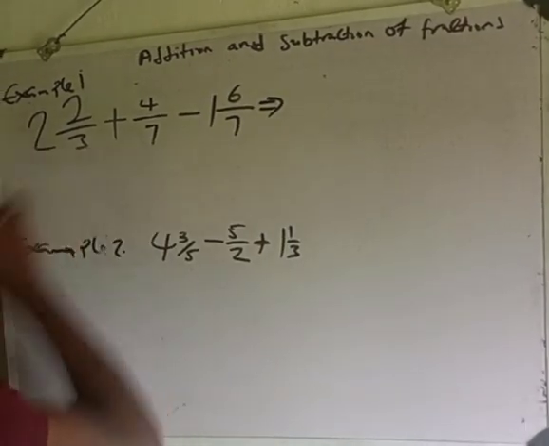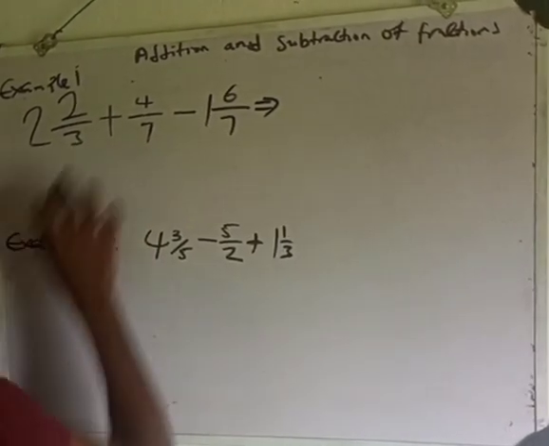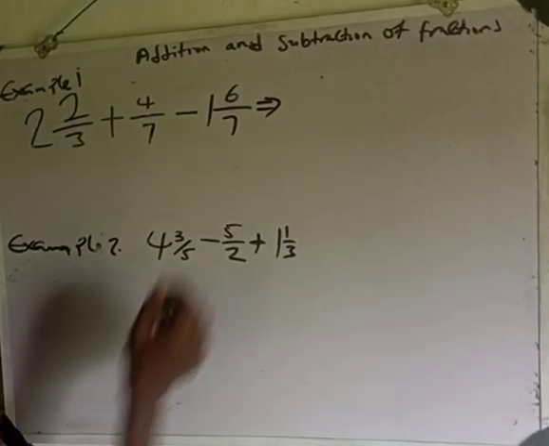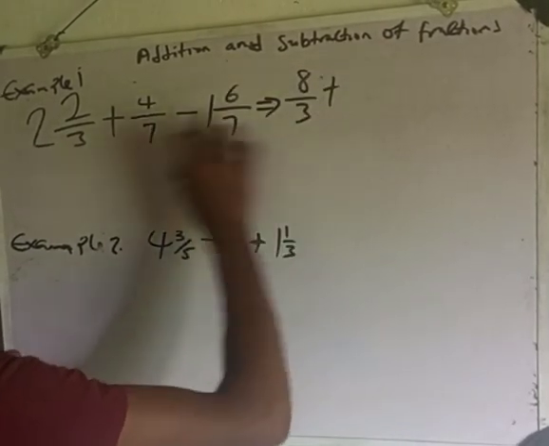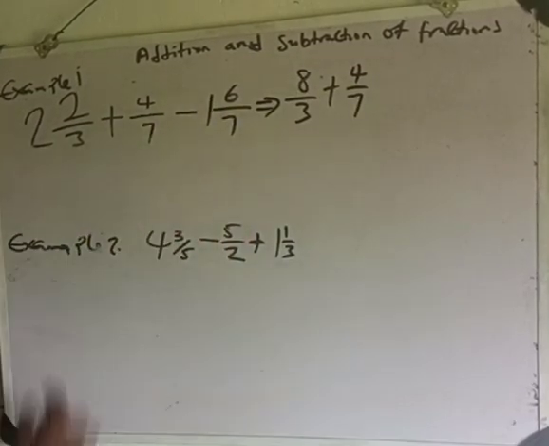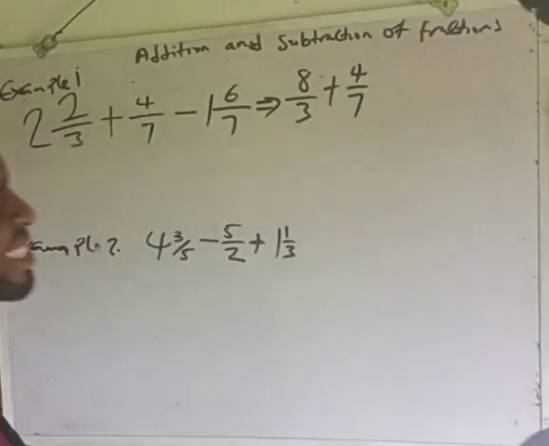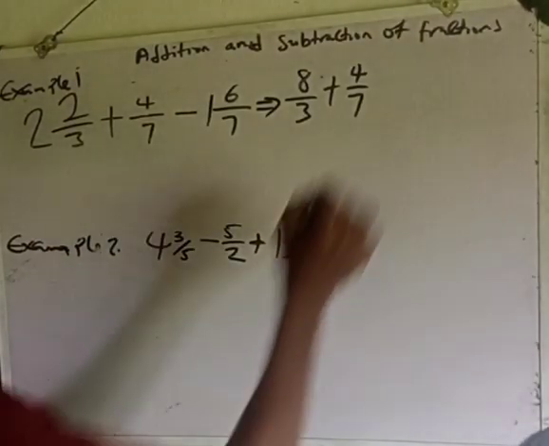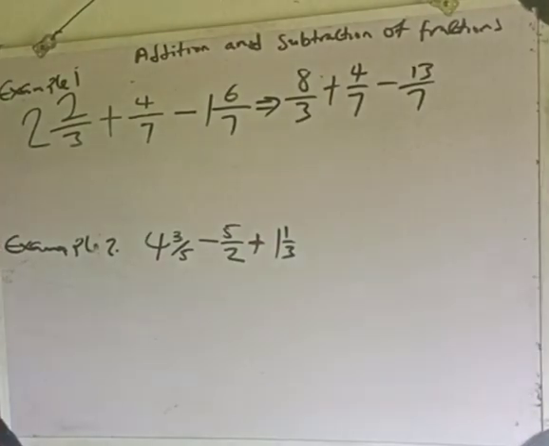format. 3 times 2. Now, I know we must have known how to do this very fast. 3 times 2 is 6. 6 plus 2 is 8. So I have 8 over 3 here. Plus, here I have 4 over 7. And here I have 7 times 1 is 7, right? 7 plus 6 is 13. So I have minus 13 over 7.